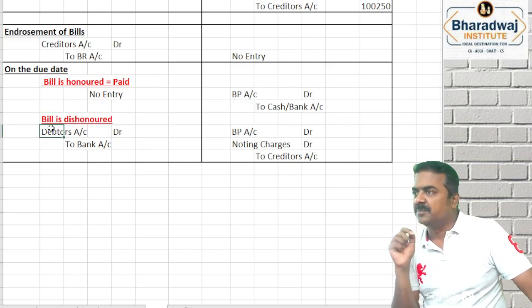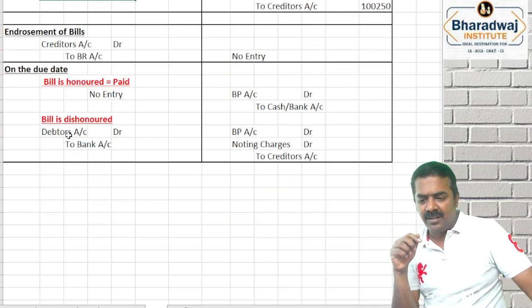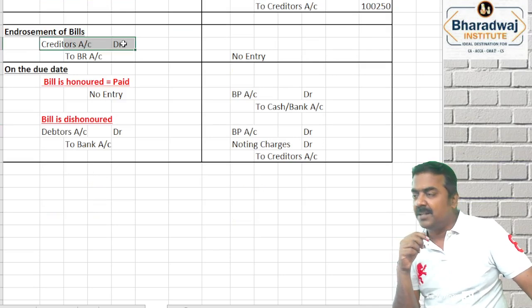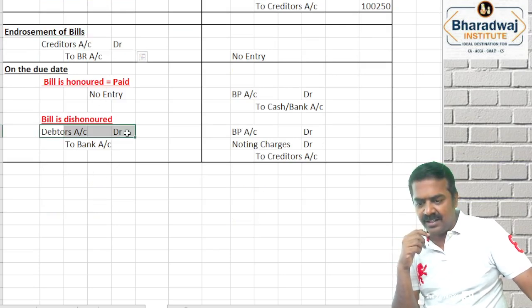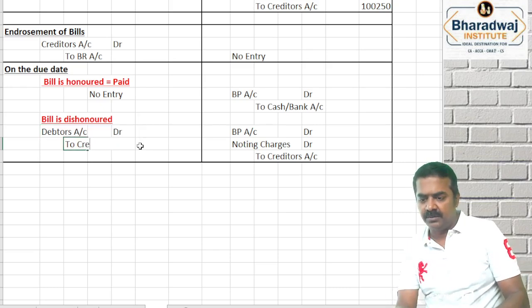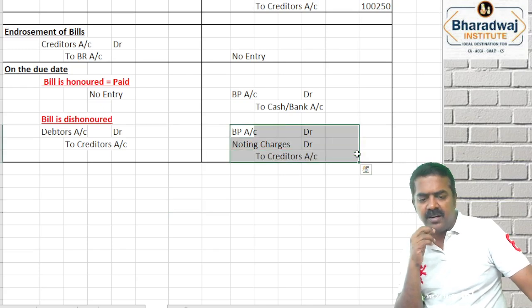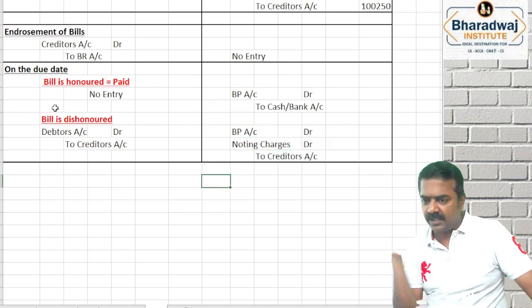If the bill is dishonored, wait. The bill is with whom? Earlier the bill was with the bank: debtors account debtor to bank account. Now the bill is with the creditor: debtors account debtor to creditors account. Second party's usual entry will be taken up.